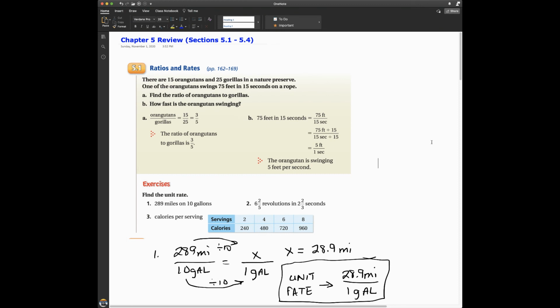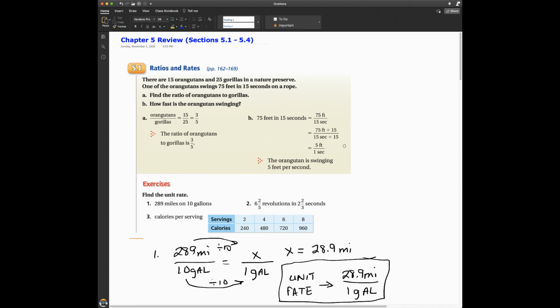Hey everybody, Mr. Odom here, and this is a Chapter 5 review for sections 5.1 and 5.4. You're going to have a test on this soon, so make sure you are studying and have all your assignments in and you're ready to go.